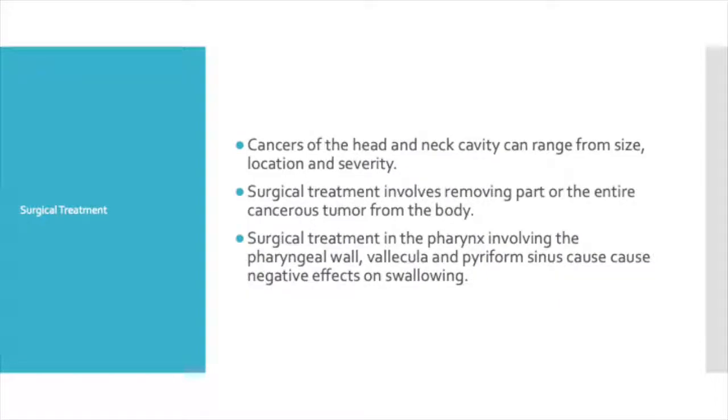Cancers of the head and neck cavity can range in size, location, and severity. Surgical treatment involves removing part or the entire cancerous tumor from the body. Surgical treatment in the pharynx, involving the pharyngeal wall, vallecula, and piriform sinus, can cause negative effects on swallowing. An example is a tumor located in the posterior oral cavity, including the base of tongue and soft palate, which will often result in more severe dysphagia.